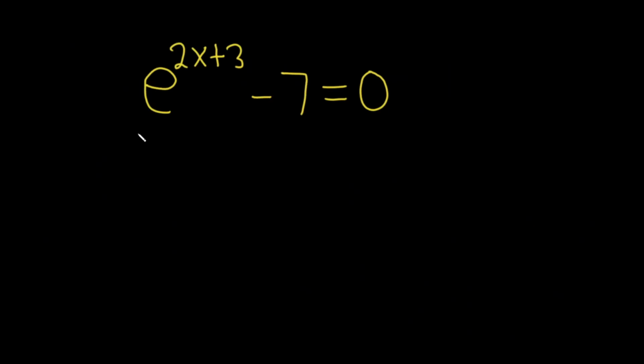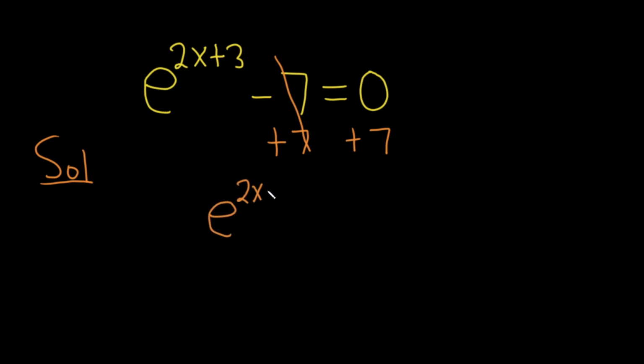Solve e to the 2x plus 3 minus 7 equals 0. Solution. In order to solve this problem, we have to first isolate the e. To do that, we'll start by adding 7 to both sides. So plus 7, plus 7. These cancel, so we have e to the 2x plus 3, and that's equal to 7.